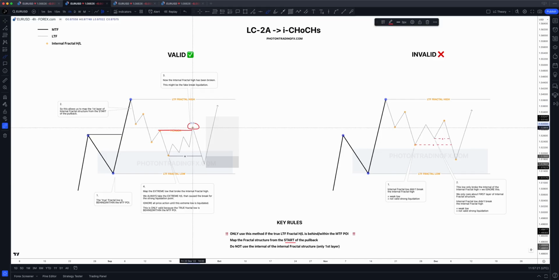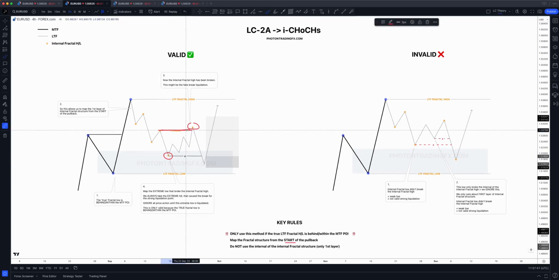So to find the strong liquidation point, we don't take the new internal fractal low, because this would be it. Instead, we map the extreme internal low that led to that break. We always take the lowest point because that is where the strongest amount of liquidity will be. We don't care about any of these lows for the strong liquidation point.